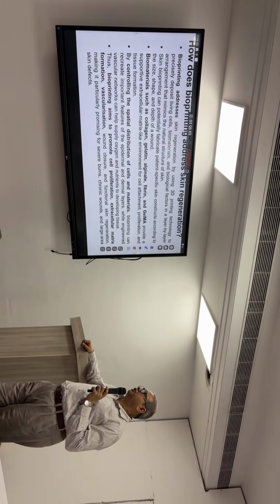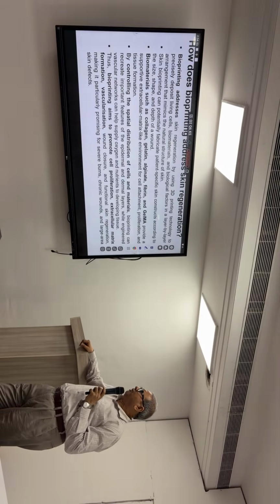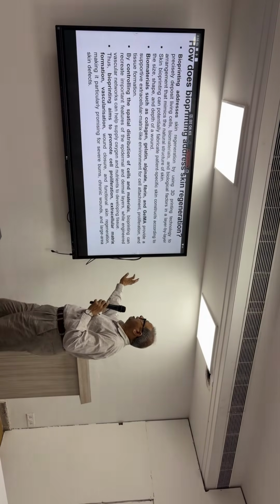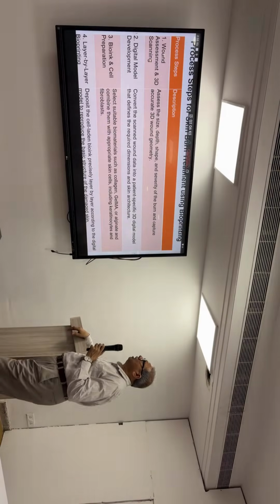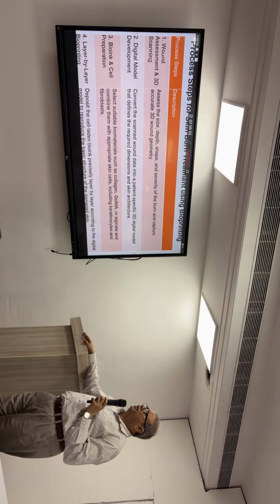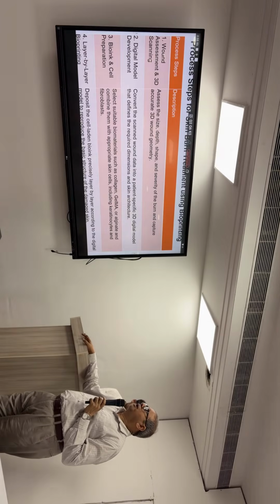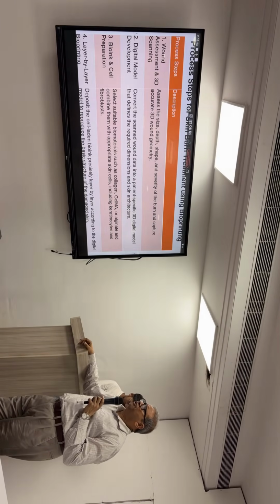Bioprinting is basically to promote cell proliferation and extracellular matrix formation. This is what the steps which are required in a bioprinting of skin.